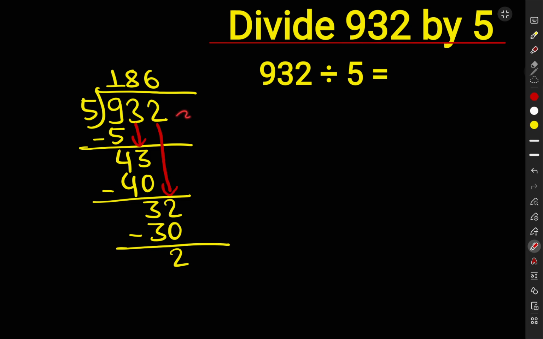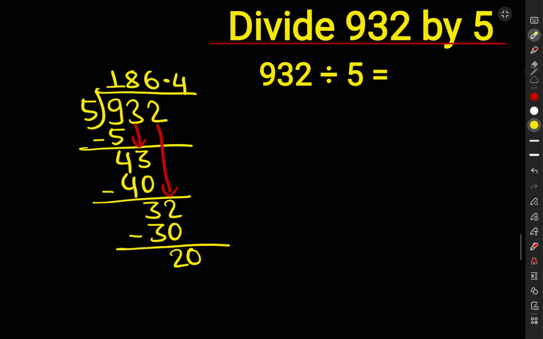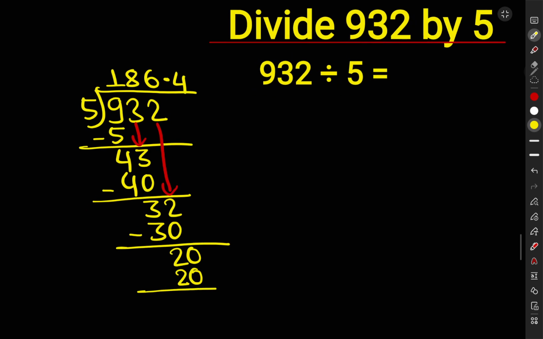So now we have no other number to put down. So we put a decimal here, so that we put 0. So it is 20 and 5 times 4 is 20. On subtracting we get 0. So 932 divided by 5 is 186.4.